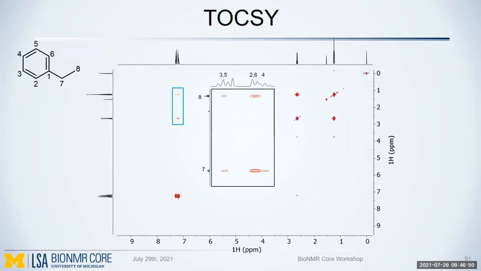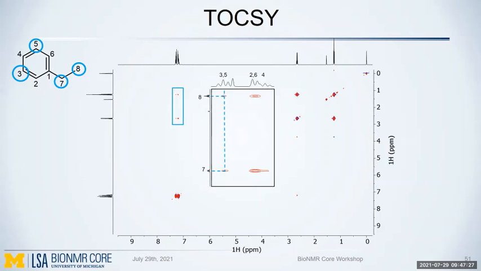And this is a TOCSY spectrum for ethylbenzene. We can zoom into a specific region, like this region. We are looking at the coupling between those aromatic protons to those protons in the methyl and the methylene group. So here I'm showing you this zoomed-in part, and we can first check those cross peaks that show proton 3 and 5 on the aromatic ring is coupled to proton 7 and 8.